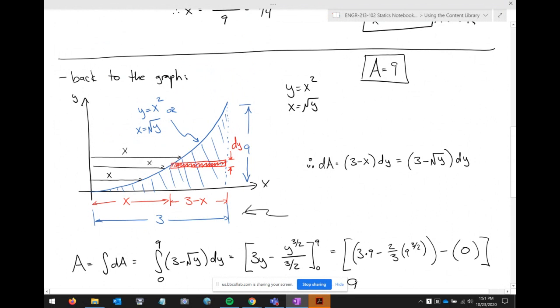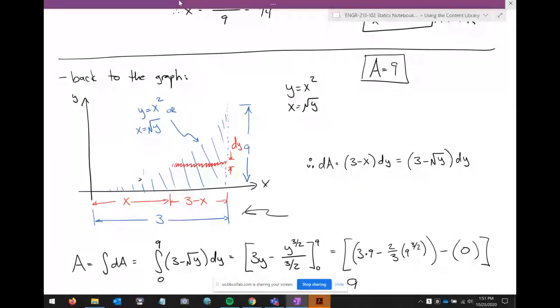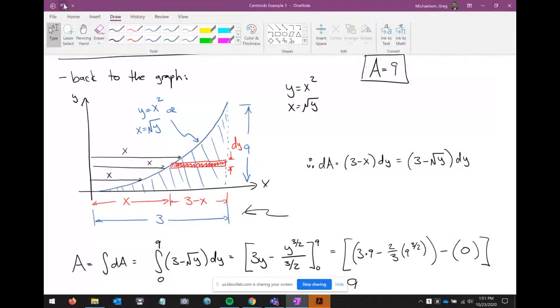So if we're looking at that little rectangle that you see, the little shaded red, if you look at this little shaded red rectangle, the distance from the y-axis to the curve, that's x, but that's not the width of the rectangle. The width of the rectangle is 3 minus x. Okay, does that make sense?